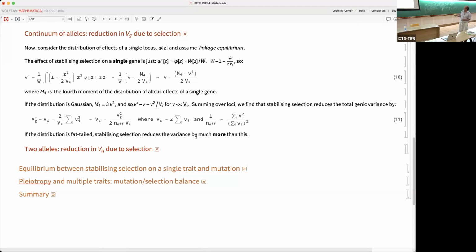But you can use this trick to define this, which says that the genetic variance is reduced by an amount Vg squared divided by 2Vs, divided by the effective number of loci. And then the crucial thing we'll come back to is that this is assuming a Gaussian distribution. If we have a fat tail distribution, the reduction is greater than this. Okay? So we'll come back to this. This is the continuum of alleles argument. It's a very general argument.